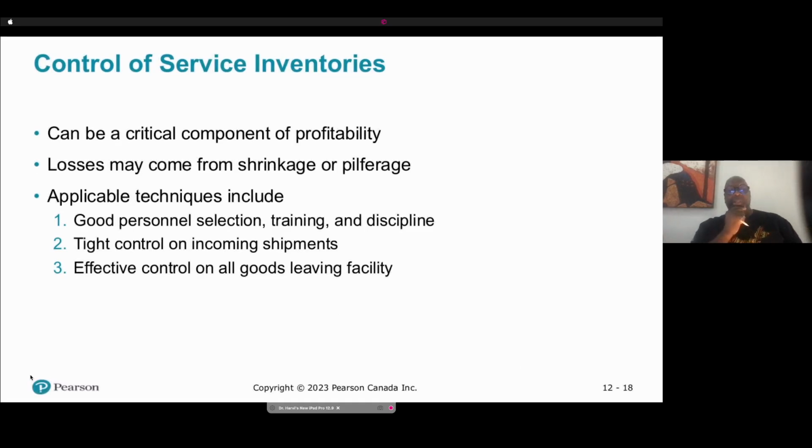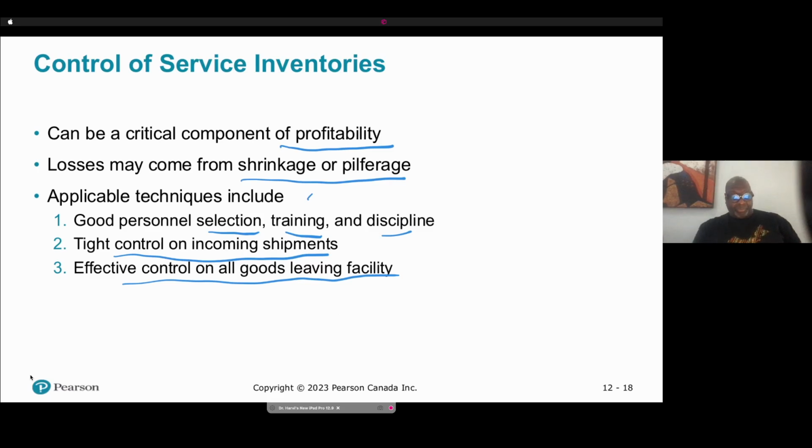So what about service inventories? Because often when we think about inventory management, we think about manufacturing environments, but the reality is that we have items in both services and manufacturing. So the inventory can be a critical component of profitability. Losses may come from shrinkage or pilferage. Applicable techniques include good personnel selection, training and discipline, tight control of incoming shipments, and effective control on all goods leaving the facility.